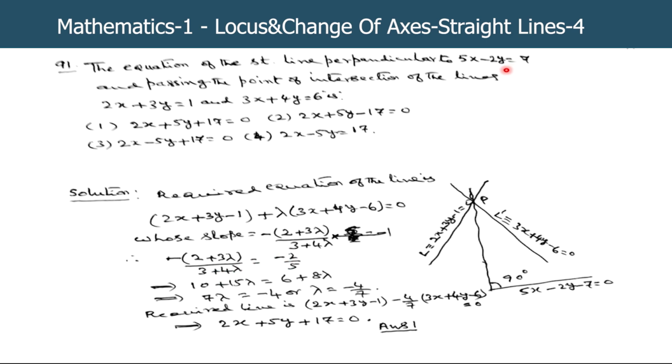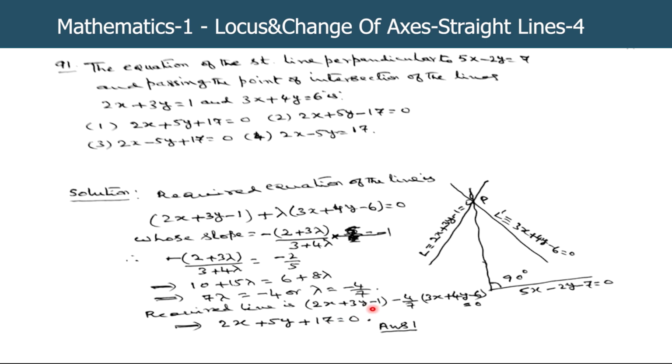Here, the slope of 5x minus 2y is equal to 7 is 5 by 2. So the slope of any line perpendicular to it is minus 2 by 5. So, therefore, minus of 2 plus 3 lambda by 3 plus 4 lambda is equal to minus 2 by 5. On simplification, you will get lambda is equal to minus 4 by 7. So, the required line is 2x plus 5y plus 17 equal to 0.